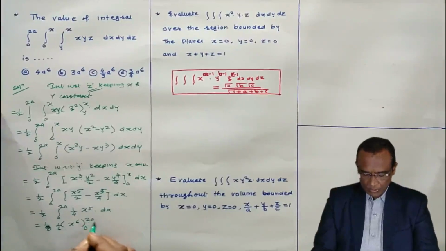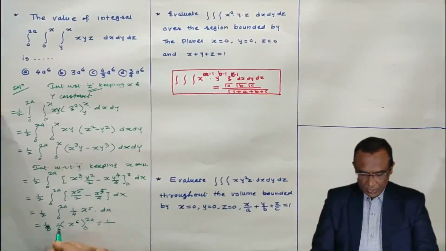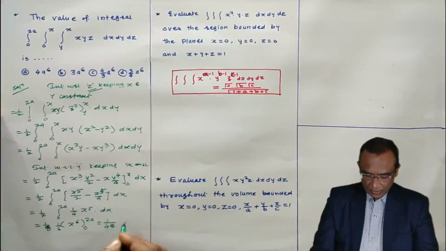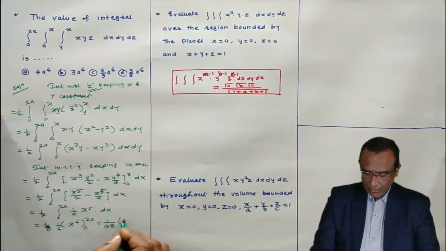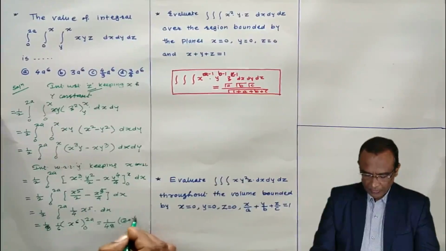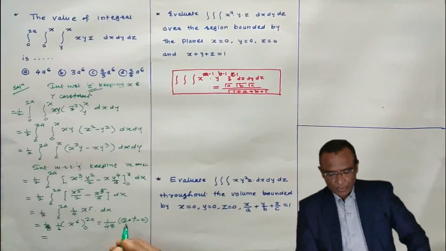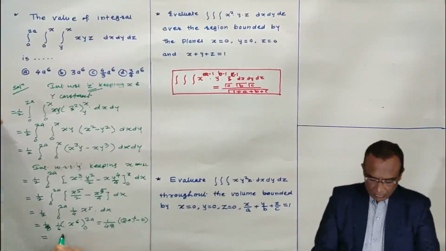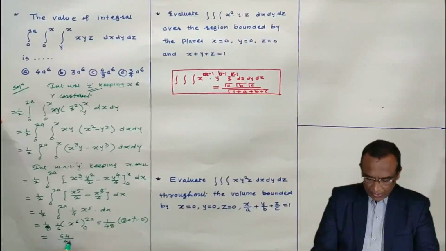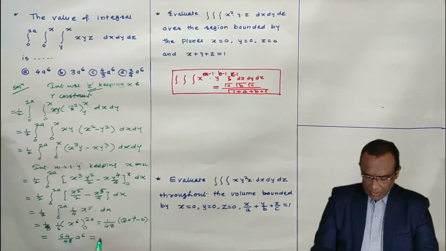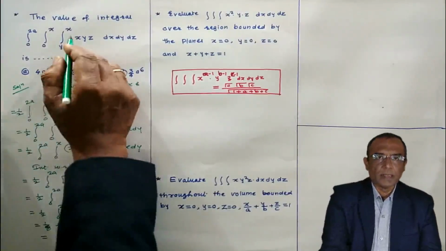Lower limit 0, upper limit 2a. Then 6 into 8 is 48. And put x equal to 2a, power 6 minus 0 is 2 to the power 6. 2 to the power 6 is 64 by 48 and a to the power 6. So you may do this: 16 3s are 48. Here 16 4s are 64. So this is the value of this integral.